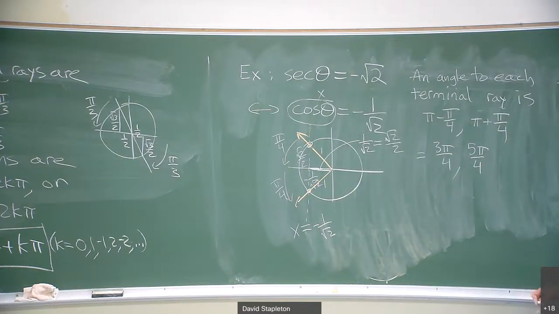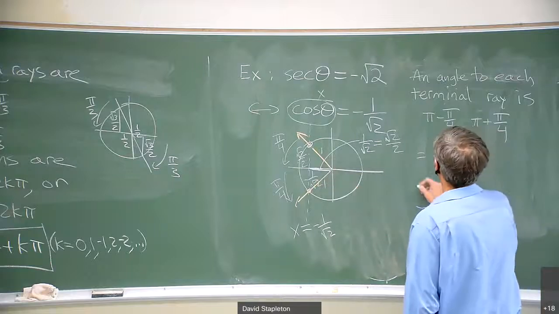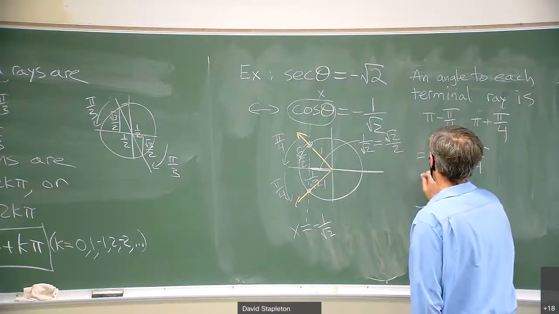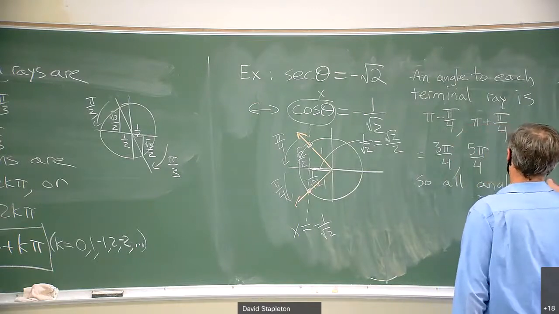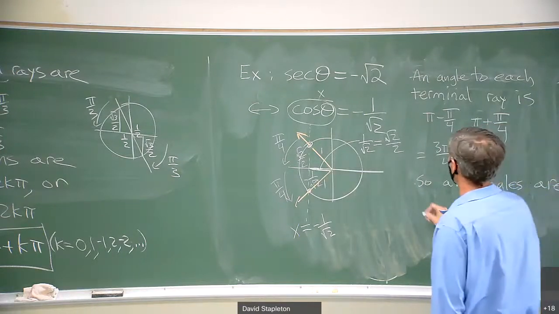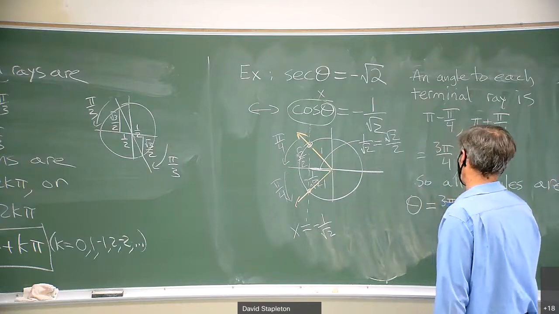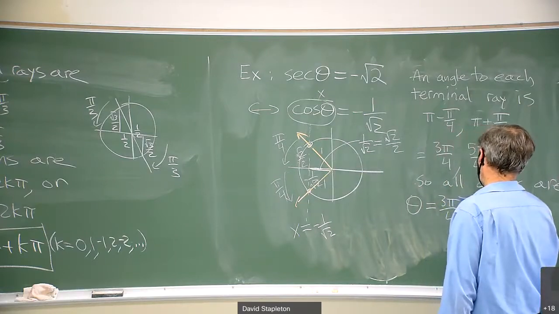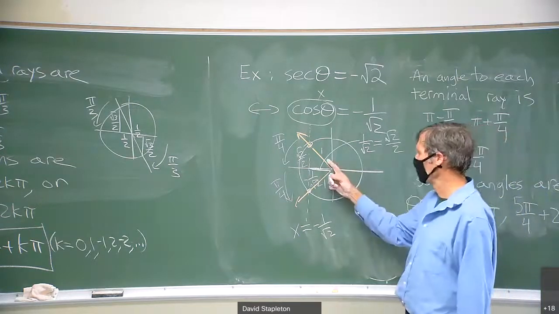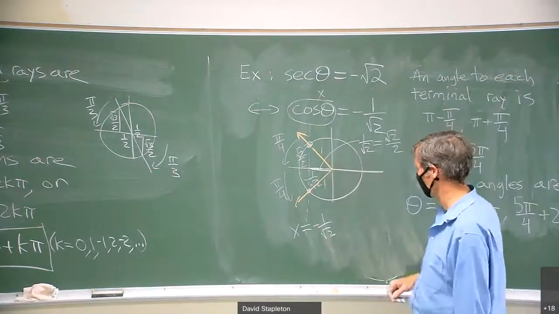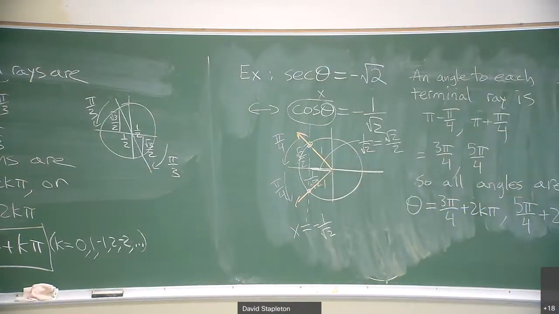Which means all coterminal angles, all angles to those terminal rays, are these plus any multiple of 2 pi. Theta equals 3 pi over 4 plus 2k pi, k an integer, or 5 pi over 4 plus 2k pi. And these you can't combine. Why not? Because they're not equally spaced around the circle. Right, it's not plus pi, plus pi, plus pi. It's just when they're equally spaced around the circle that you do that trick of combining them.